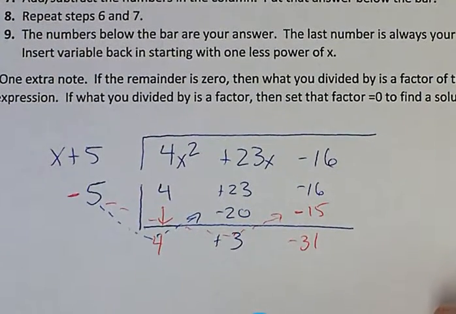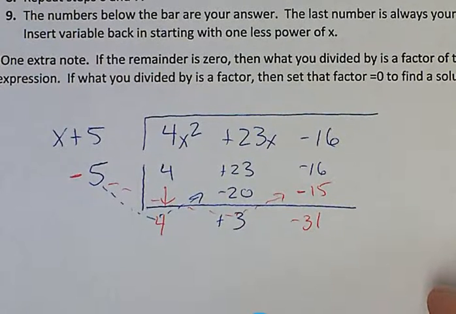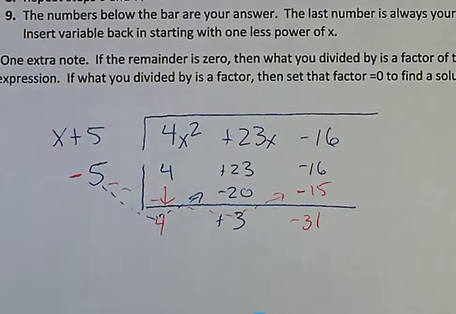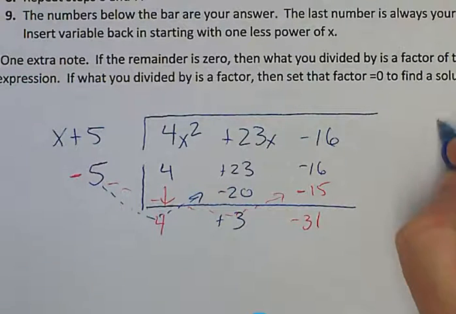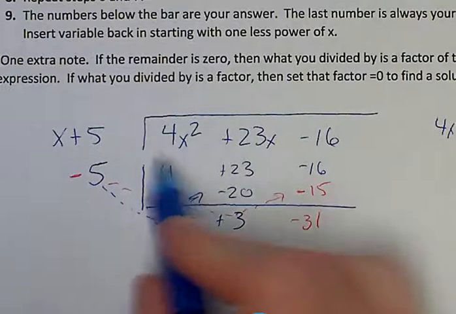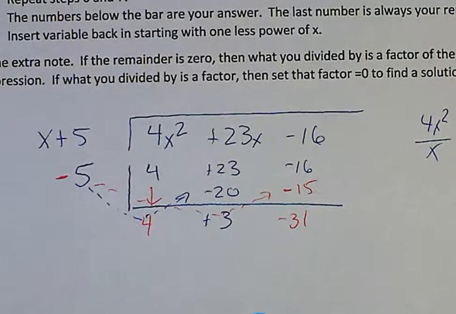Okay, so we've done all the adding, subtracting, and multiplying we can do, so we're all the way down to the last part. Number 9 says the answers you have here are the answers to the question. Now, it's just numbers, so we've got to go back and put the variables in. Because we're taking 4x squared and dividing it by x, every time we do that, we're going to basically just bring everything down a power.